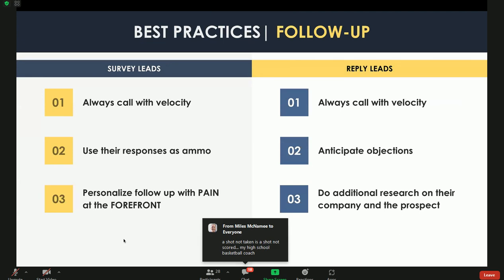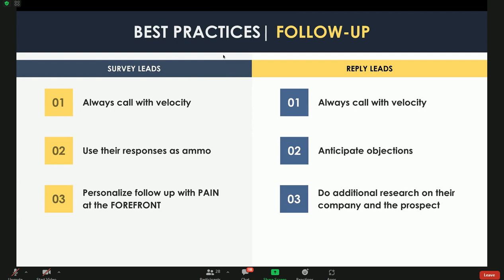So let's talk about survey leads. Yeah, great point, Miles. Shot not taken is a shot not scored. Exactly. And then Miles, you mentioned survey leads a few minutes ago. Want to touch on these here again.